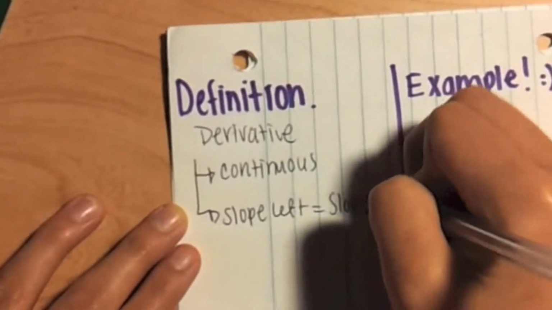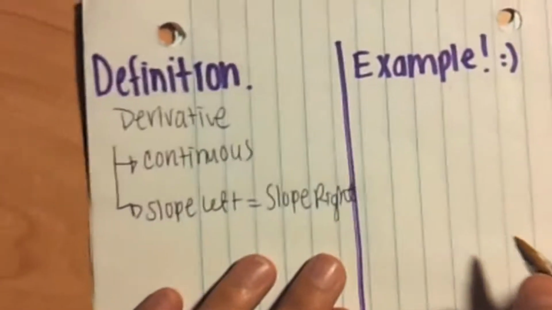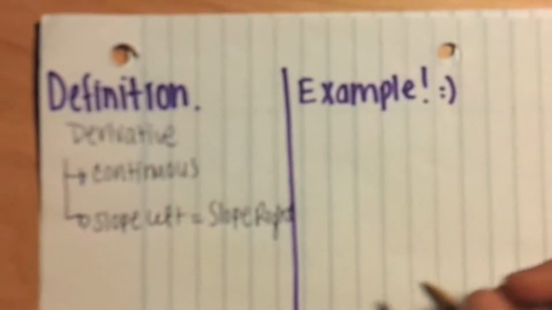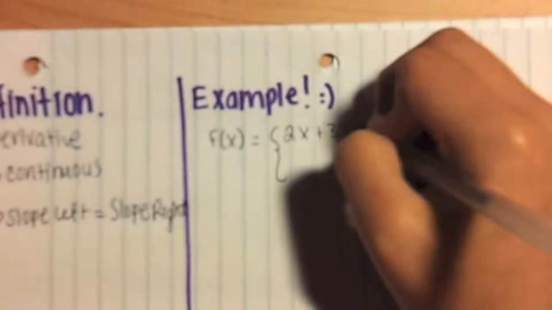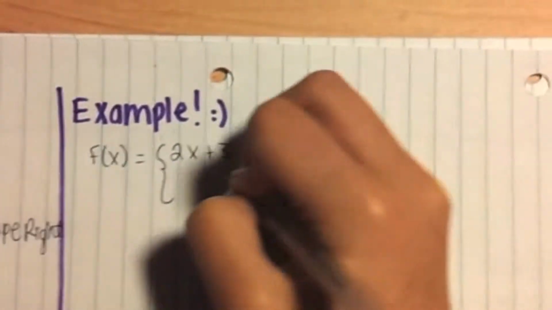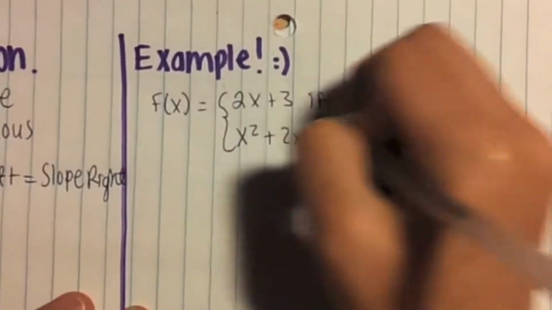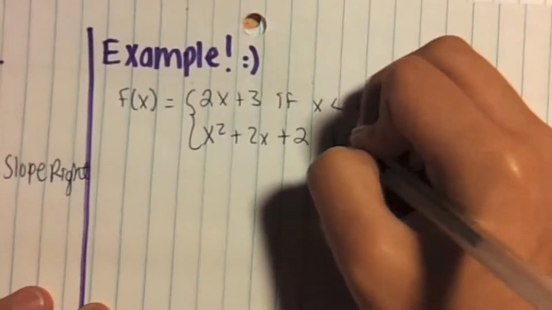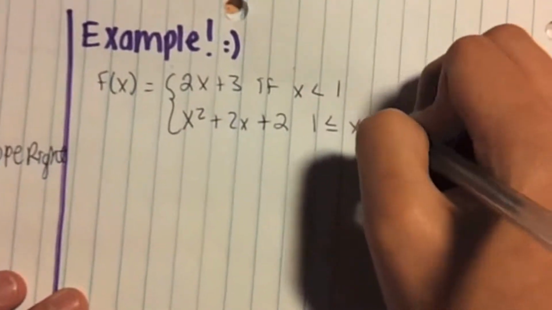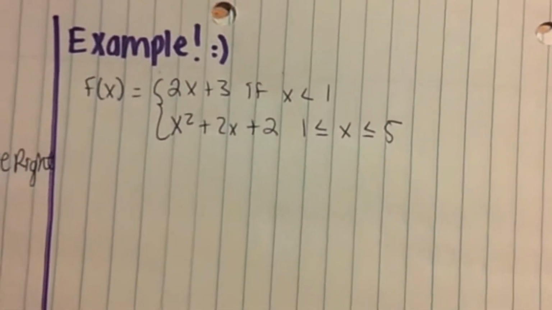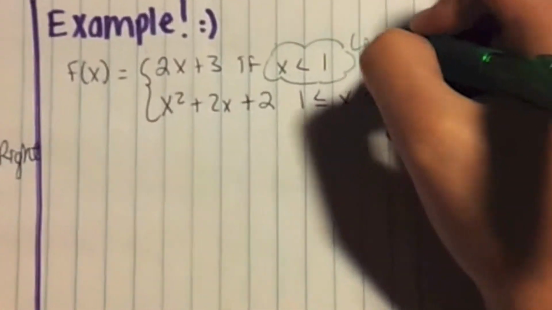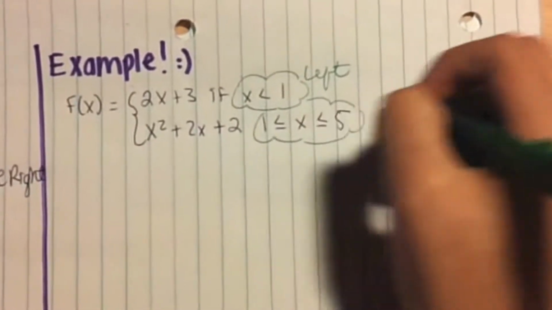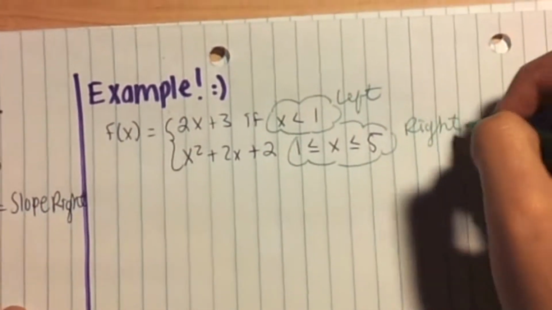We should probably make an example of that because I don't think I'm being very specific. So let's pick a piecewise function: 2x plus 3 when x is less than 1, and x squared plus 2x plus 2 when x is greater than 1 and less than 5. Right away you should see that this is the left side and this is the right side of the function. First we need to know if it's continuous.